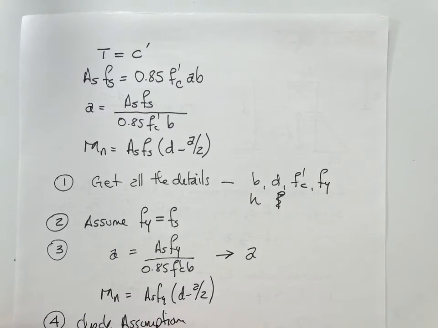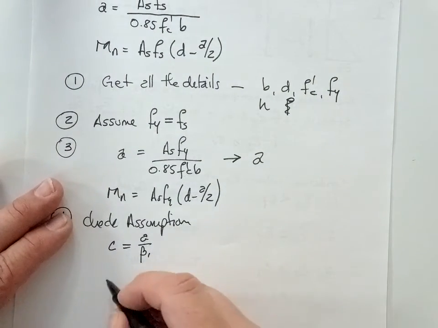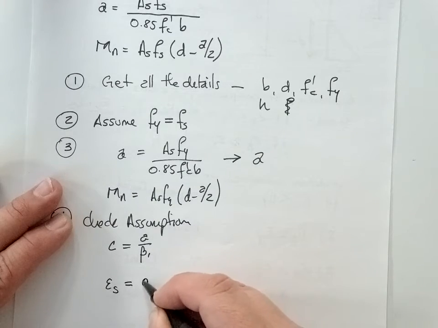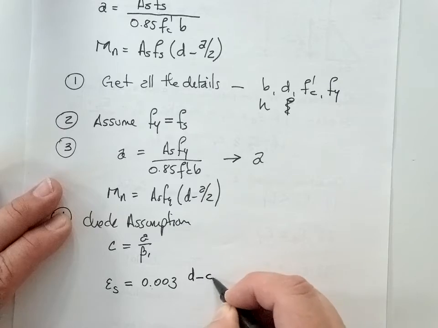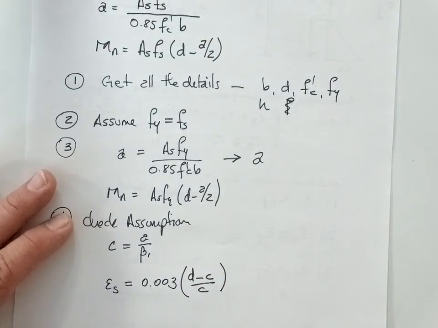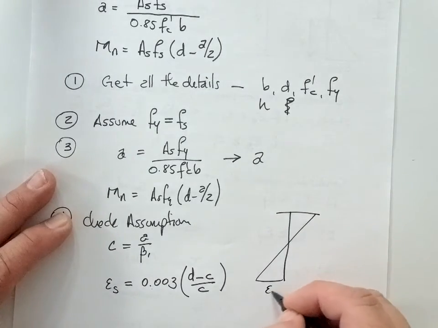I know that C is equal to A divided by beta 1. How come I know that? Because that's the definition of A. And then I further know that the strain in the steel is equal to 0.003 times (D minus C) over C. Remember I get that from my triangles? Right? This is the strain in the steel.